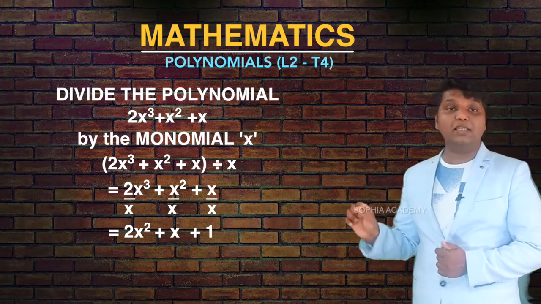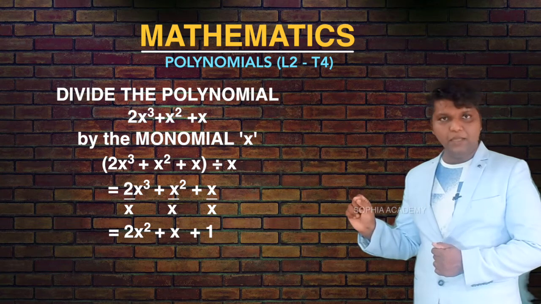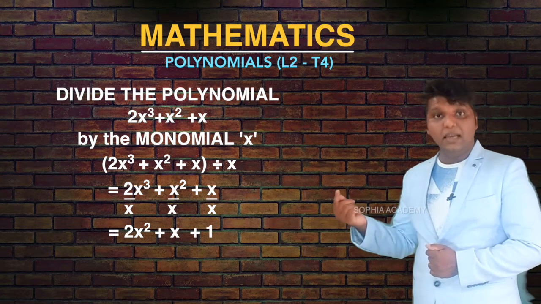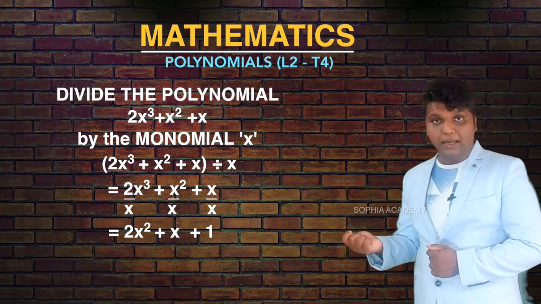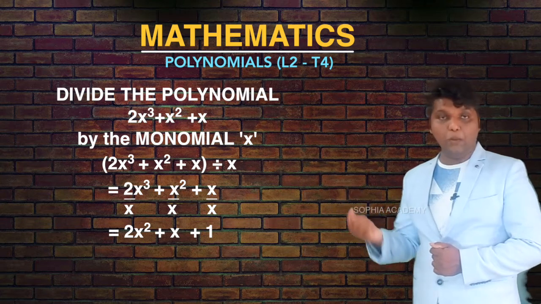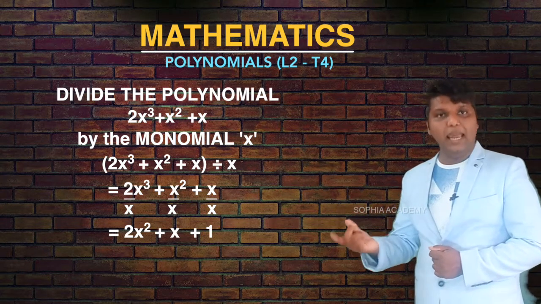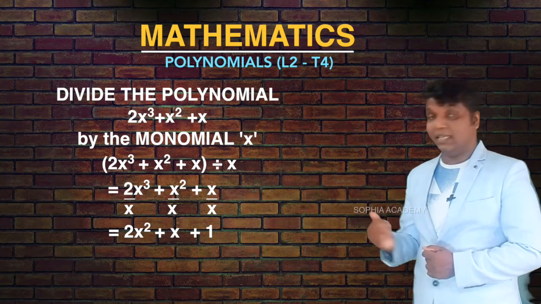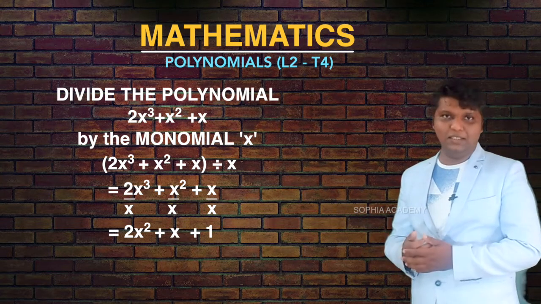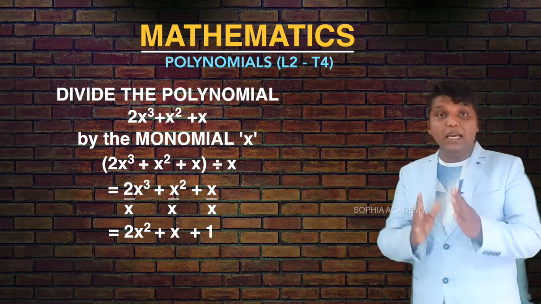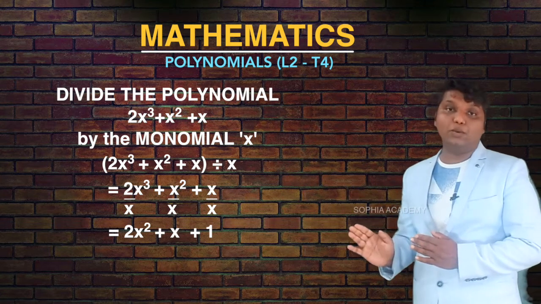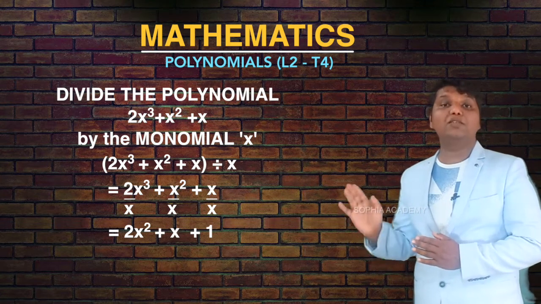So you will get 2x square plus, what is the second term? Here you can see the second term is x square divided by x. One x can be cancelled on the top and bottom, so one x will be remaining on the numerator part. So you will get x. Third term, x and x on the numerator and denominator get cancelled, and you will get 1. So here you will get 2x square plus x plus 1.